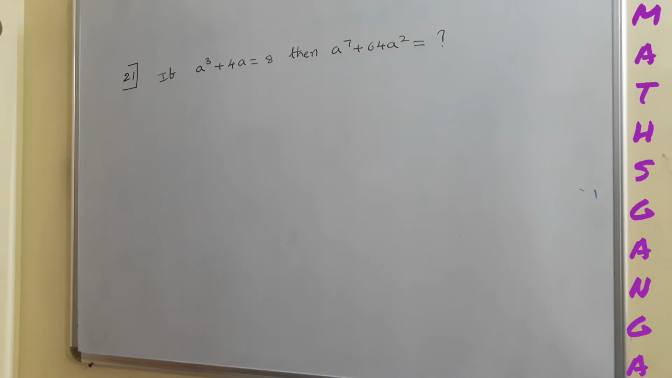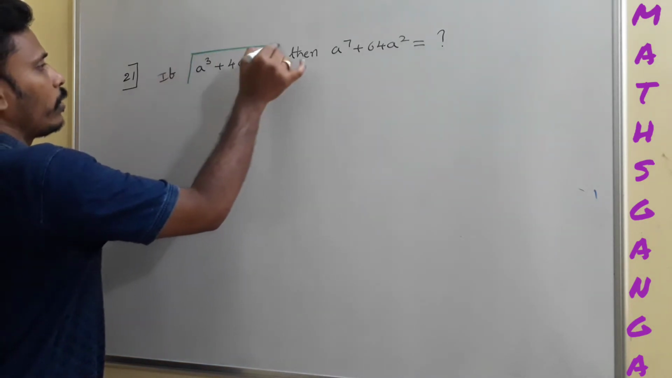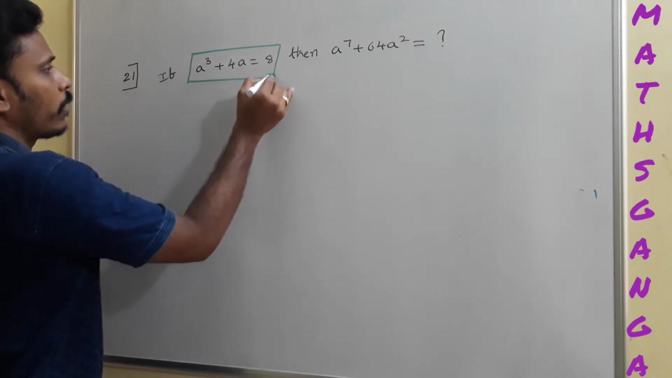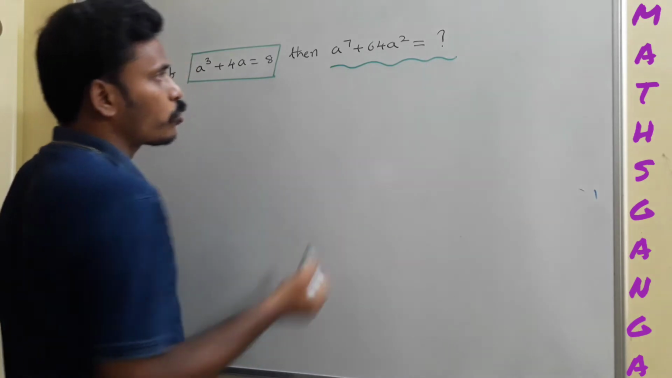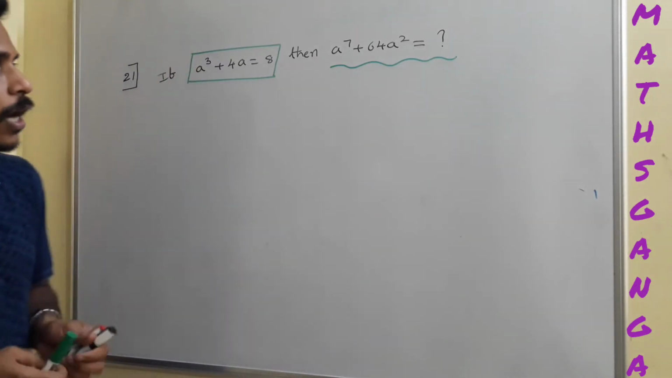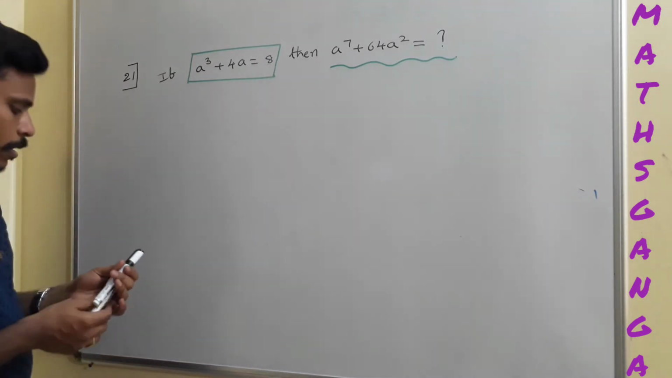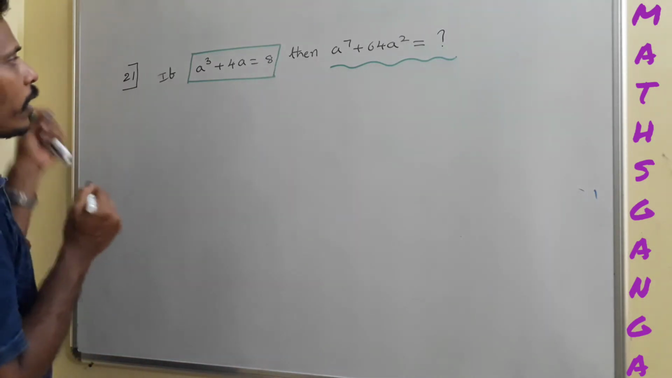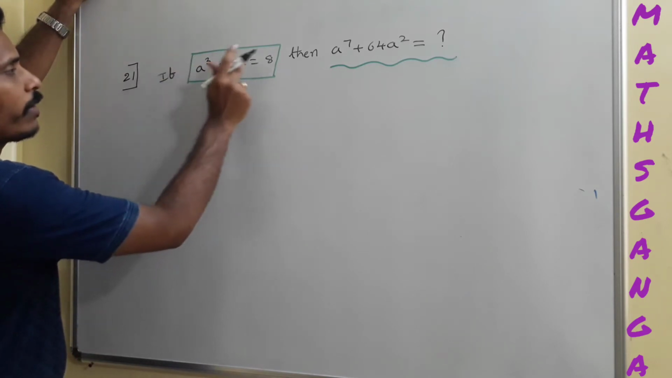The next problem is this: a cube plus 4a is equal to 8. So we can't find a actually, and that's why they are not asking us for a. They asked us to give the value of a power 7 plus 64 a square, and how to calculate that value from the given a cube plus 4a is equal to 8. One way is, look there: a cube plus 4a is equal to 8.